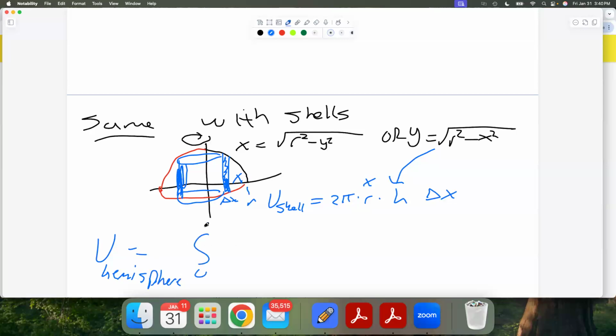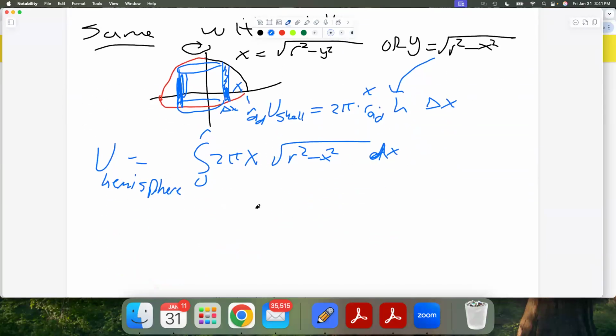Will be the integral from 0 to r of 2 pi x times the square root. I apologize, because r is x. By r there, I mean the radius of this shell, not the radius of the sphere or the hemisphere in this case. Not this radius, this radius. And then what we got here, square root of r squared minus x squared. I do have a point in doing this problem.